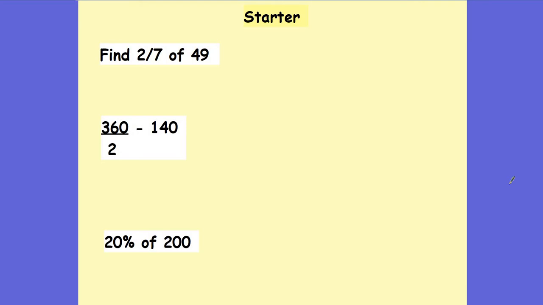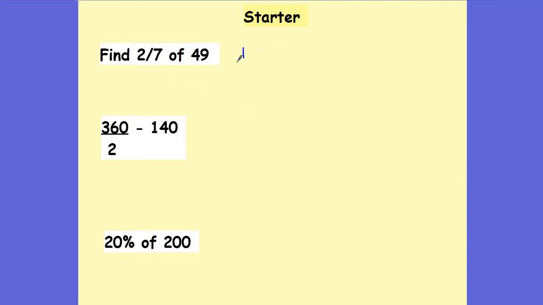Let's start off with a quick starter. Can you please find for me 2/7 of 49? Can you then work out what 360 over 2 take away 140 would be, and then find 20% of 200? Pause the video in your light blue books. Spend a couple of minutes working these out now.